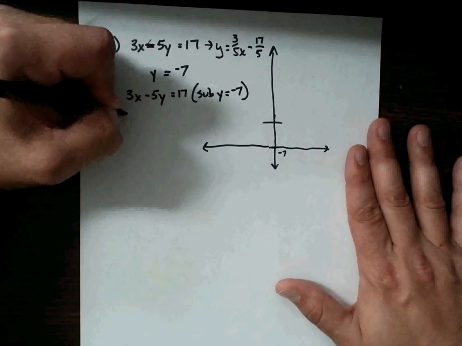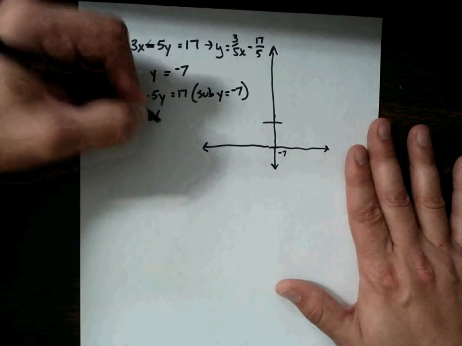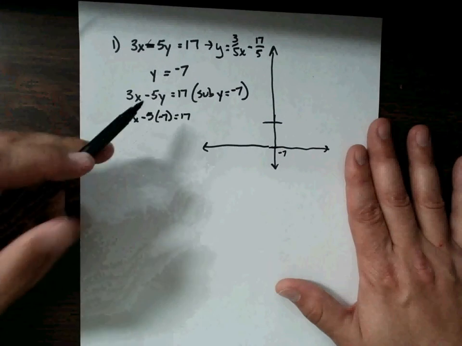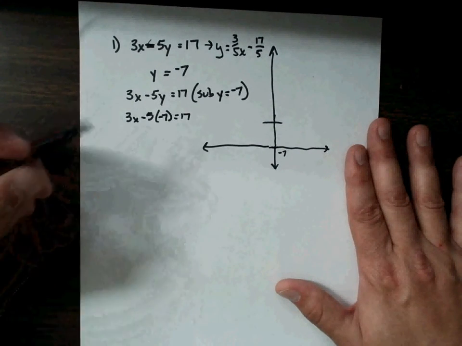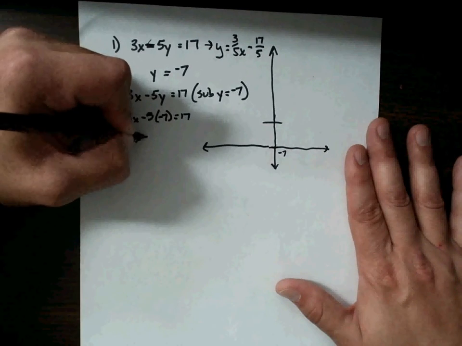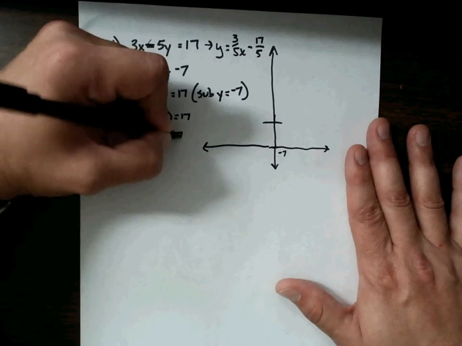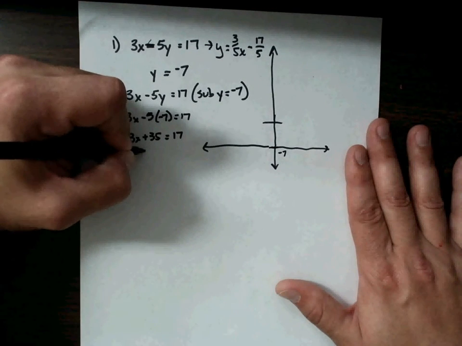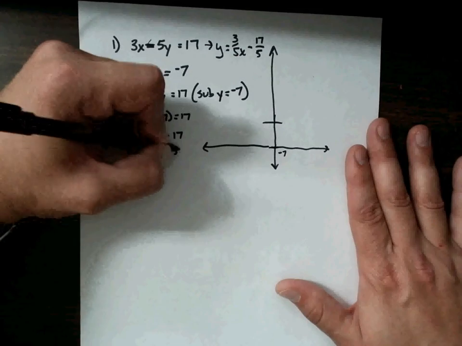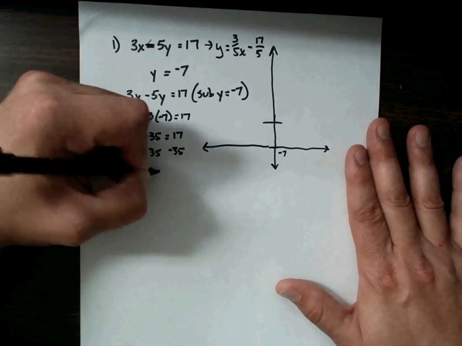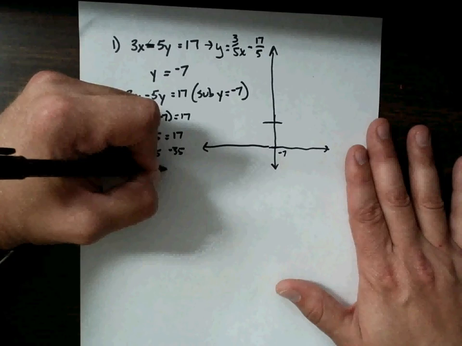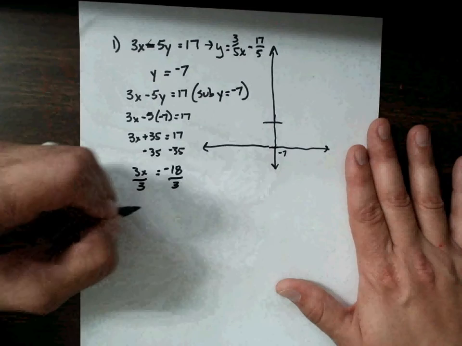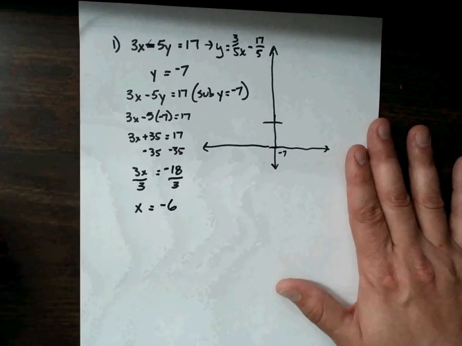So it's saying whatever y is, I can substitute that in. And in doing the math, I now have to solve for x. Do that right there. And I'm going to subtract 35 from both sides. What does that equal? -18. Divide by 3. X is going to equal -6.